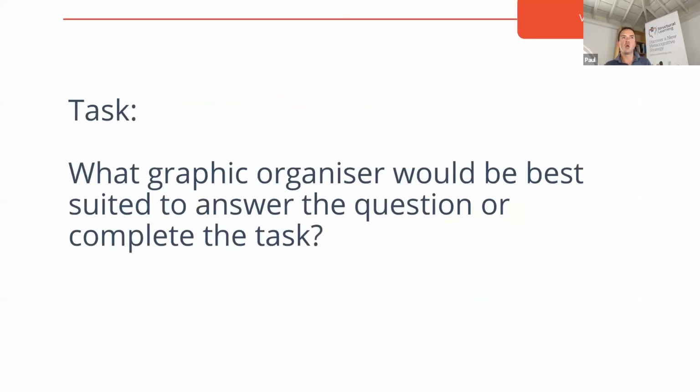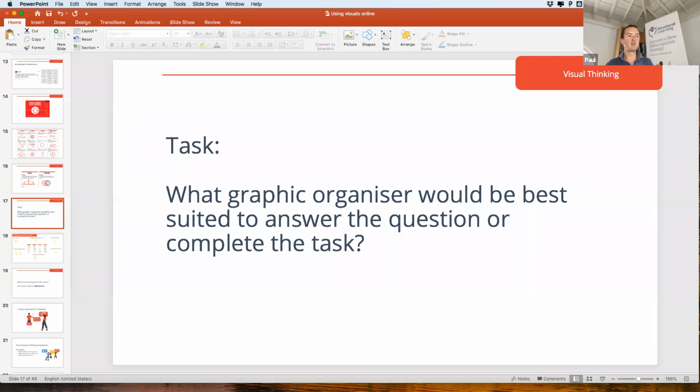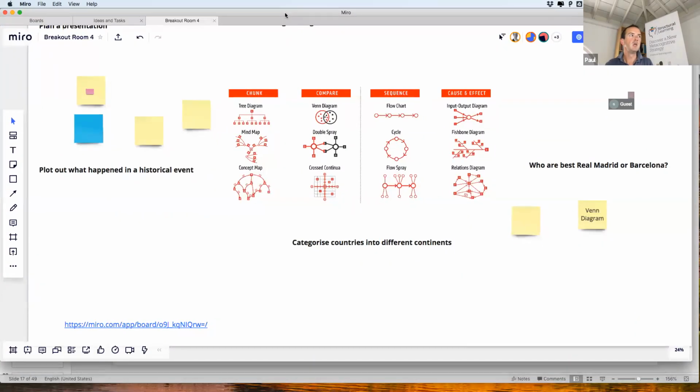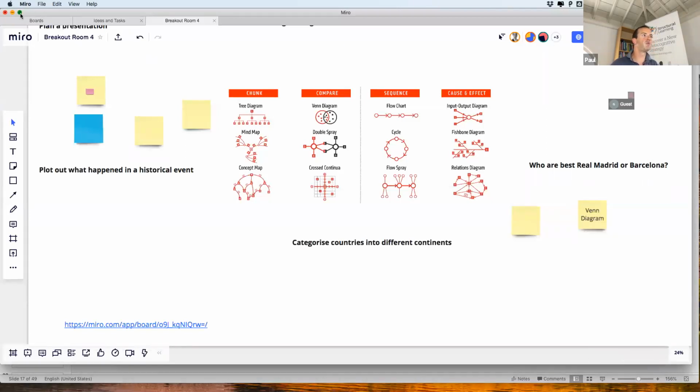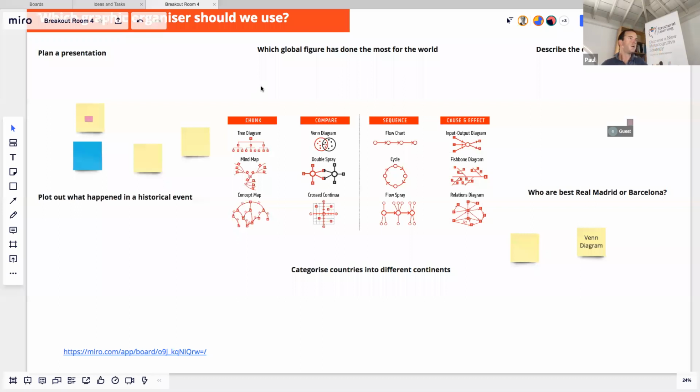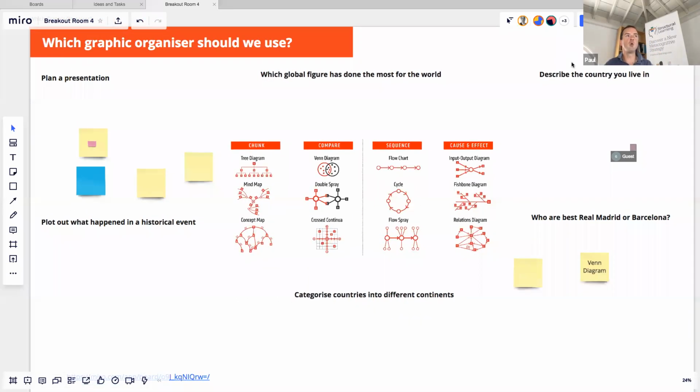Okay, so what I'm going to do with this presentation is jump between different screens, and there's no seamless way of doing this apart from just popping up the different screens. We're going to jump into Miro now. I'm going to make my screen full size. Hopefully everyone on this call should be able to see which graphic organizer should we use, and this is Miro. This is what it looks like.